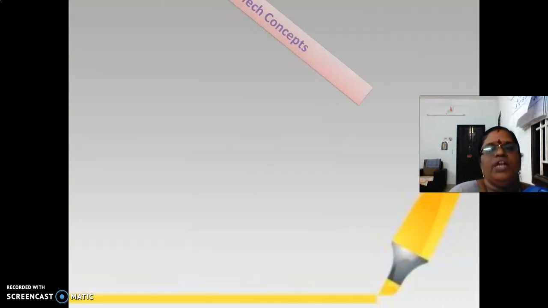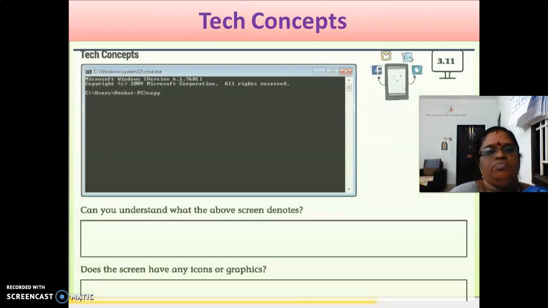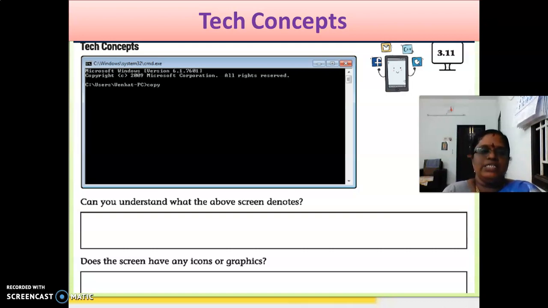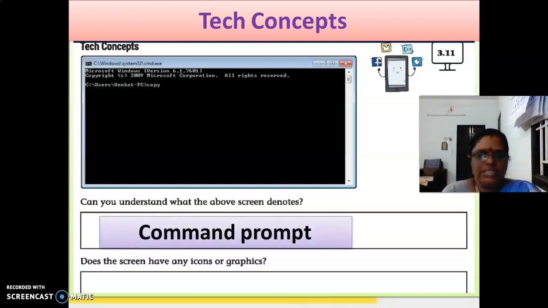The next one, tech concepts. Can you understand what the above screen denotes? Yes. What does this screen denote? I hope you all know the screen, right? Last year we all used this screen while doing MySQL. What is it called? It is called the command prompt. Isn't it? We used to call this the command prompt.